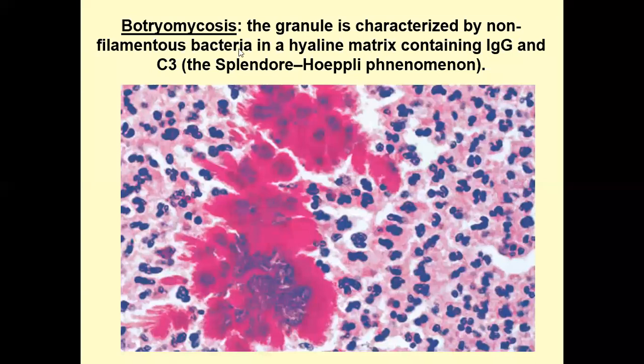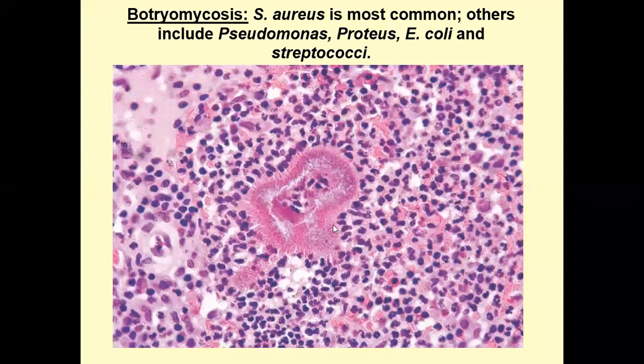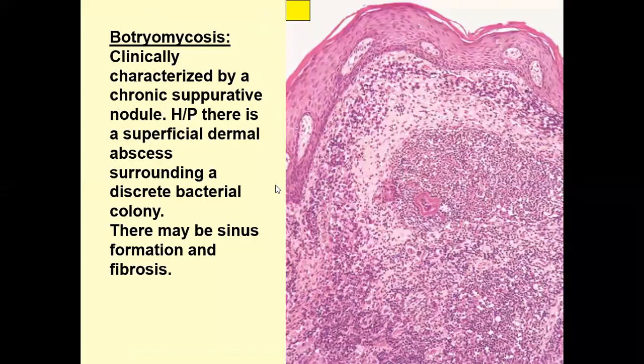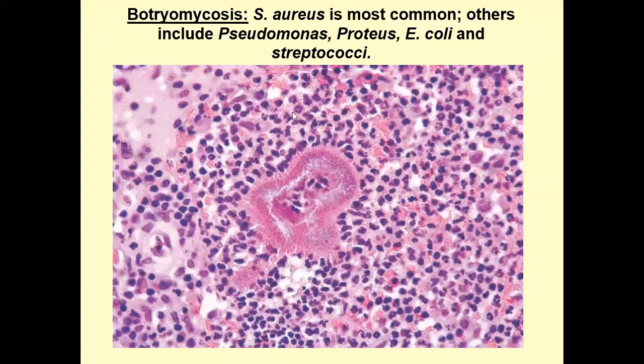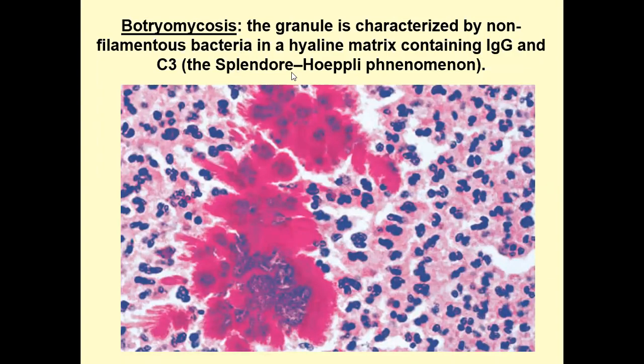This is important. Splendore-Hoeppli phenomenon. The colonies of botryomycosis or mycetoma are characterized by non-filamentous bacteria in hyaline matrix containing IgG and C3. This phenomenon is called the Splendore-Hoeppli phenomenon. It's a combination of non-filamentous bacteria with hyaline matrix containing immunoglobulins and complements.